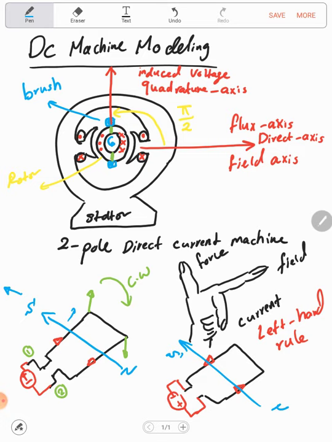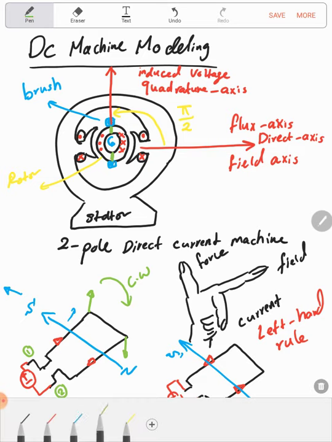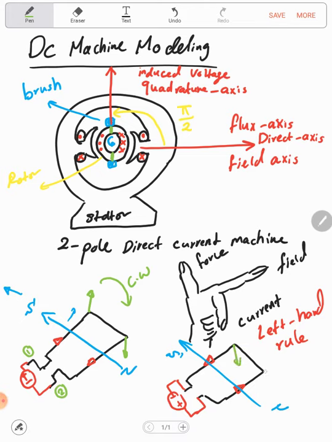So now according to the left hand rule, a force will be generated in the opposite direction, and the machine will rotate in the counterclockwise direction. So simply, we need to maintain the same polarity of the current under the field pole in order to achieve a unidirectional torque and rotation. And this can be achieved using the commutator and the brushes.